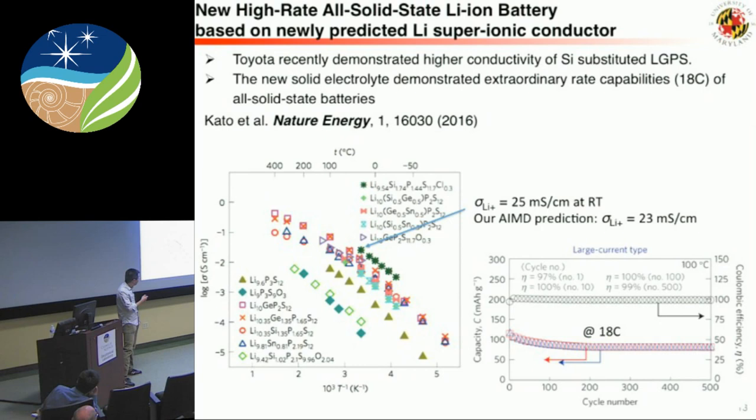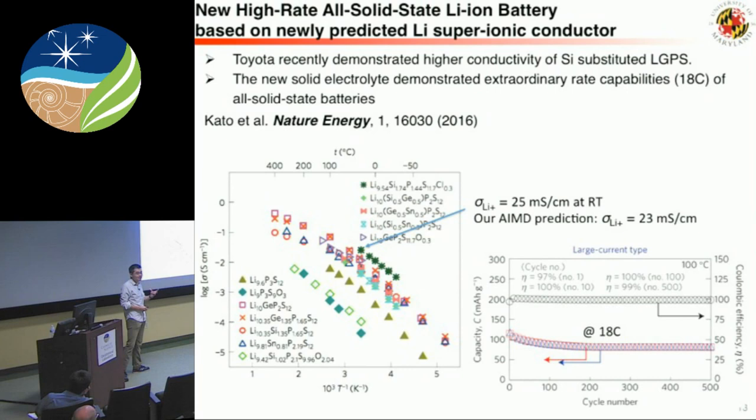So what they did is they also successfully made the silicon substituted version of the LGPS, but they added a little bit of chlorine. Basically they demonstrated a solid electrolyte material that's even better than LGPS, and also without the expensive germanium. If you see their results here, they get an ionic conductivity of 25, and our ab initio MD predicted 23. So this is also another confirmation.